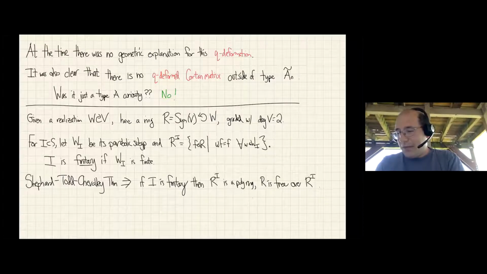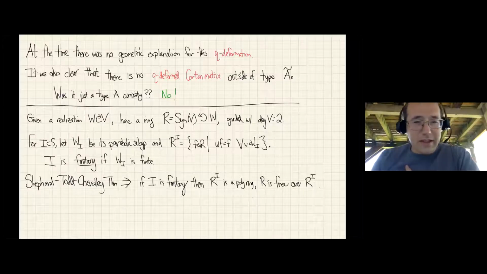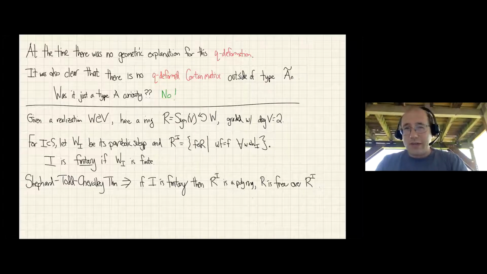The Shephard-Todd and Chevalley theorem states this really nice fact: if I is finitary, then this invariant ring is not just some weird ring, but another polynomial ring. It has a bunch of algebraically independent generators, you know what degrees they're in, and R is a free graded module over this subring. This all fails if you don't choose a reflection representation or if it's not finite.